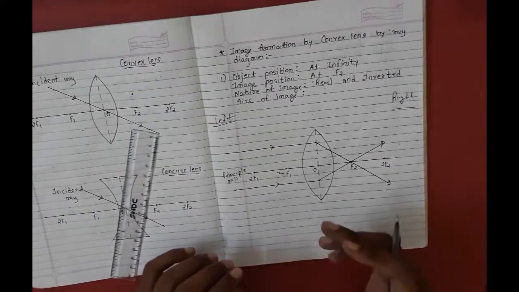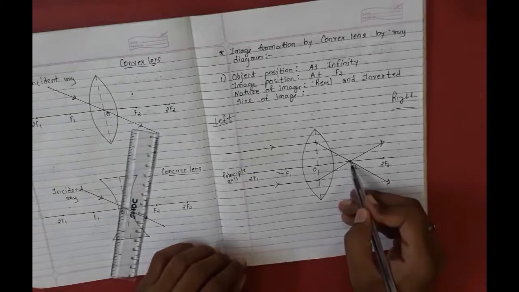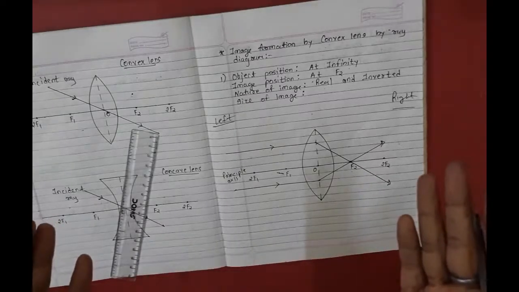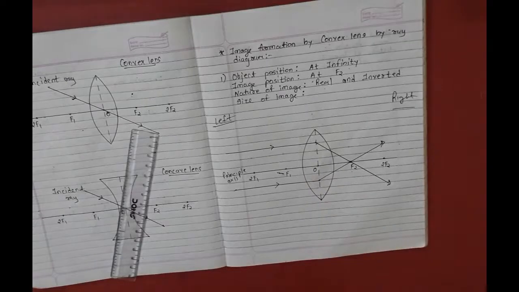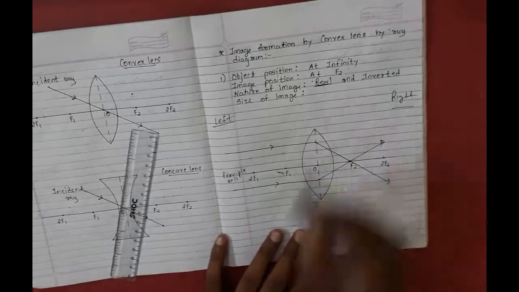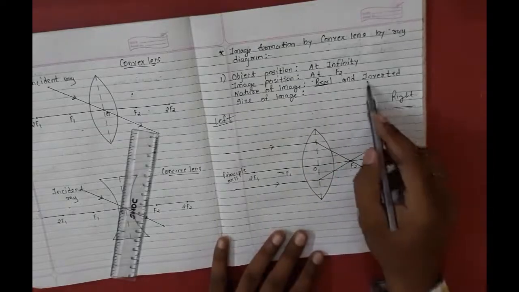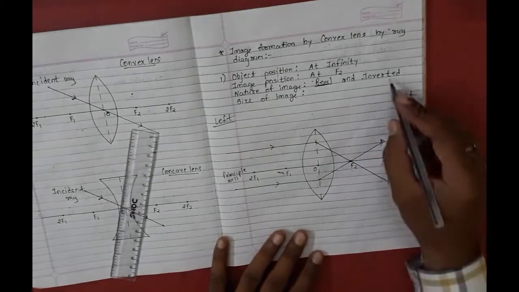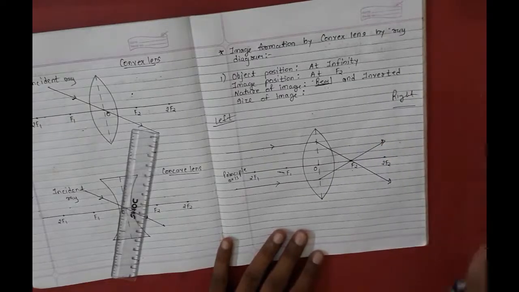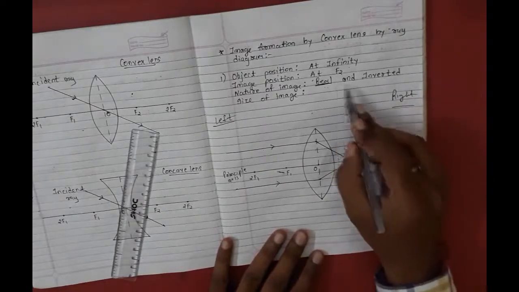On their own they are meeting each other at one point. I am not making them meet at that point. They are actually meeting on their own at that point. So when all the incident rays after reflection meet at one point on their own, then such an image is known as real. And for real we are writing inverted. Why I am writing this inverted, that I will explain in the next diagram. For now you just remember real and inverted.